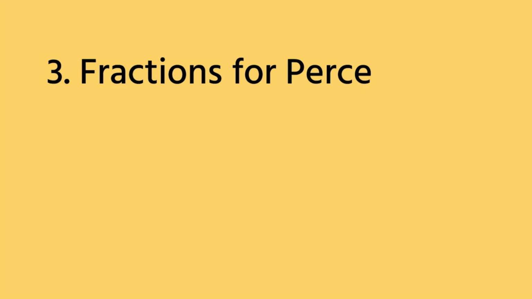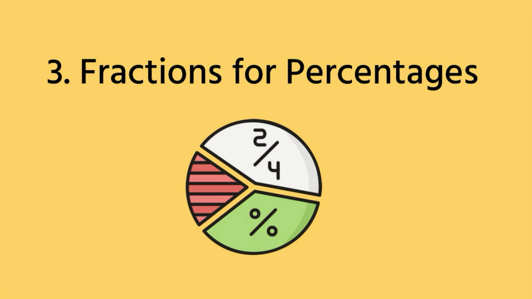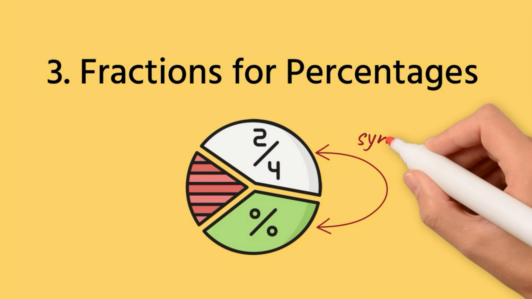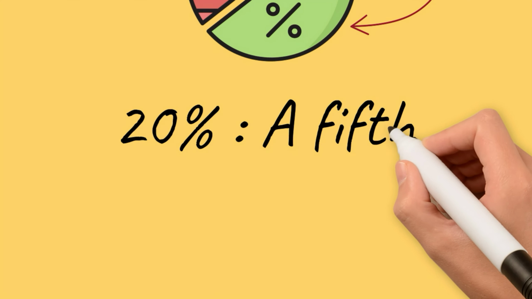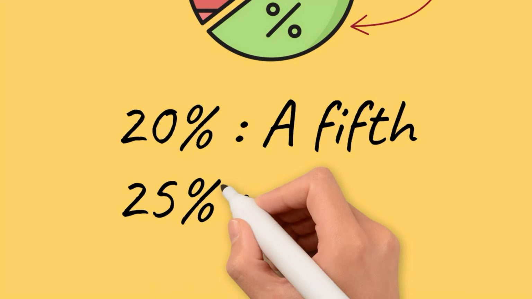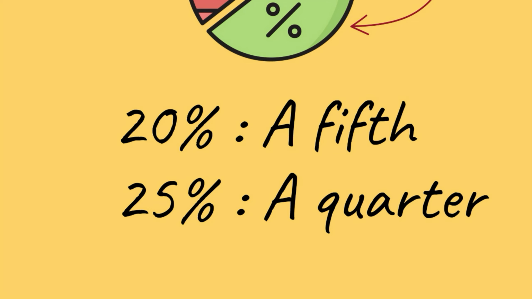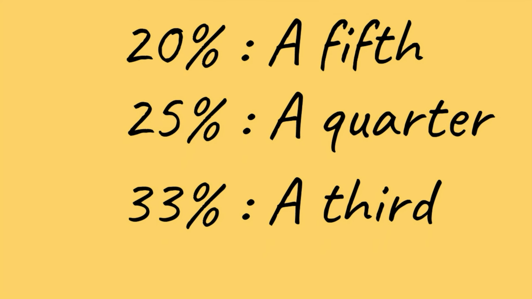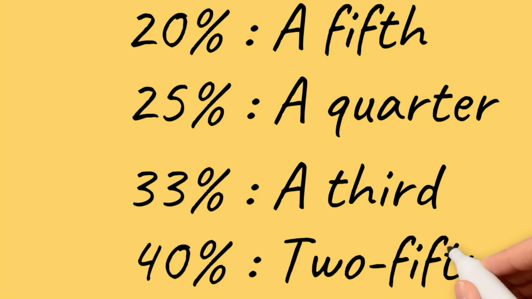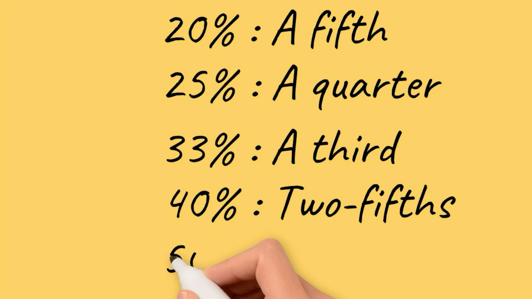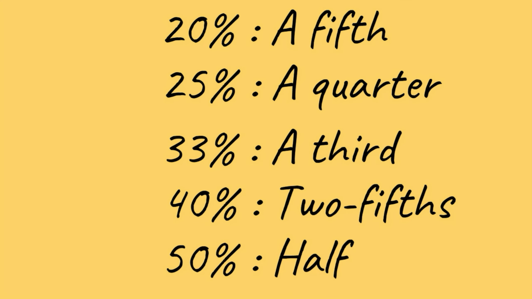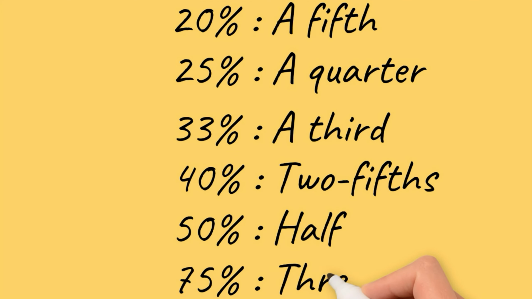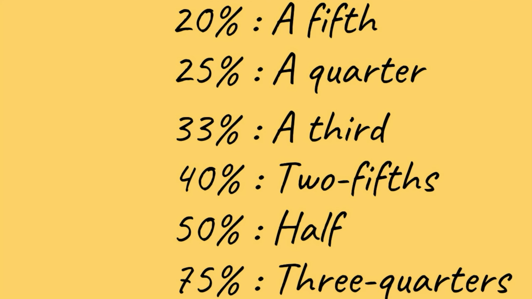Third, fractions for percentages. Some percentages have specific fraction-based synonyms, such as 20% and a fifth, 25% and a quarter, 33% and a third, 40% and 2/5, 50% and half, 75% and 3/4. Each pair of words can be swapped.